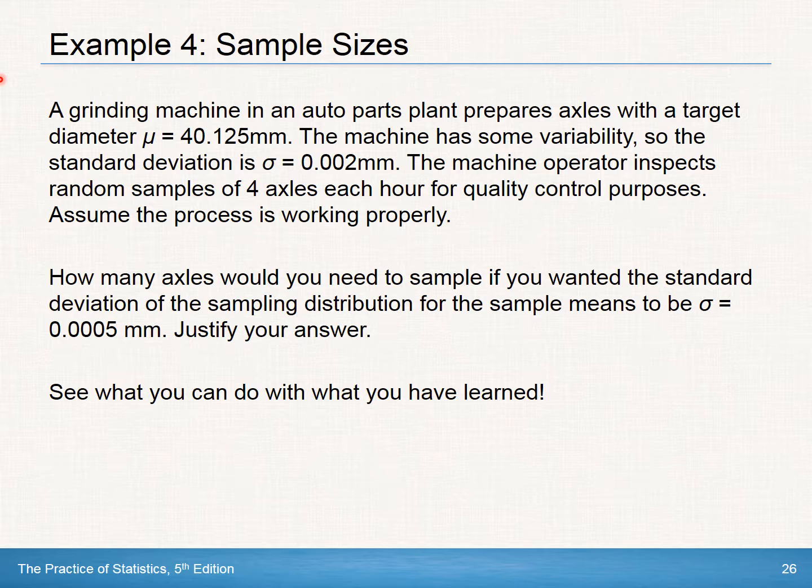Okay, so this one is a little bit different. Our question is asking us how many axles we would need to sample if we wanted the standard deviation of the sampling distribution for the sample means, so we know we're talking about the sampling distribution of sample means, to be 0.005 millimeters. Justify your answer. So did you figure out that you need to look at the formula for the standard deviation of the sampling distribution?